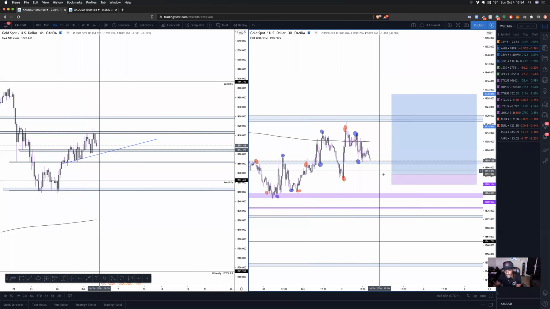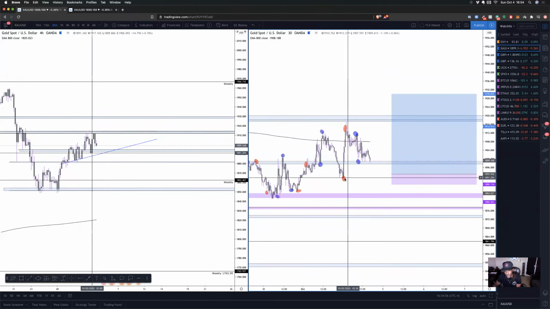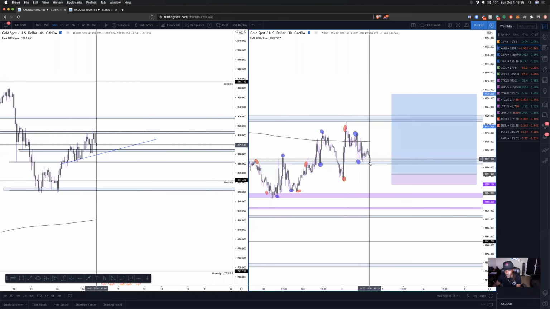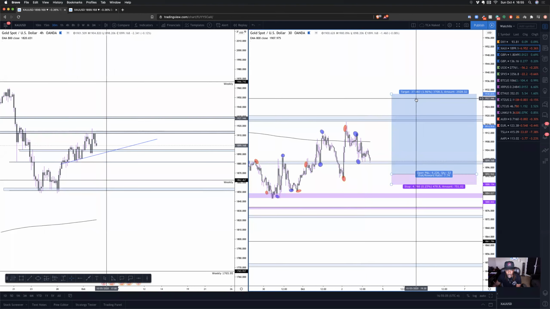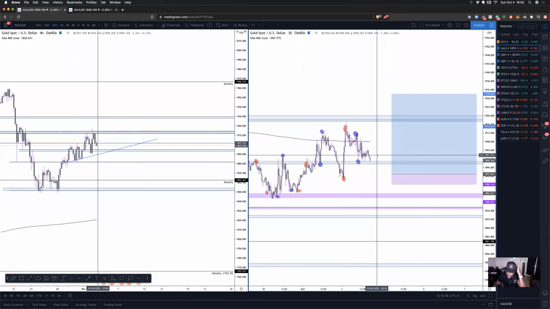So now you can see I'm looking for entries around these Asian lows because I feel like when either Tokyo or London opens, we can drive price back into those regions and then continue higher to create new highs around 1930.